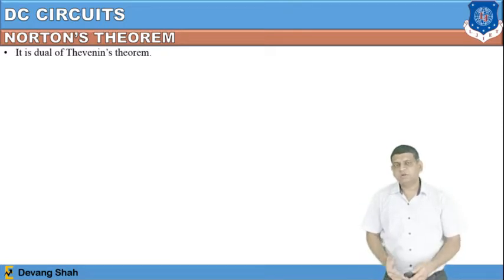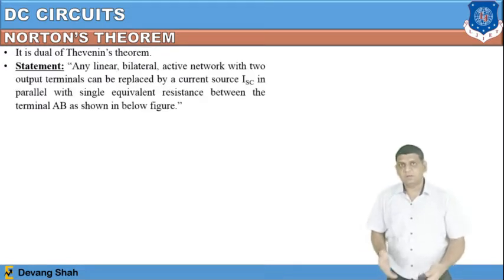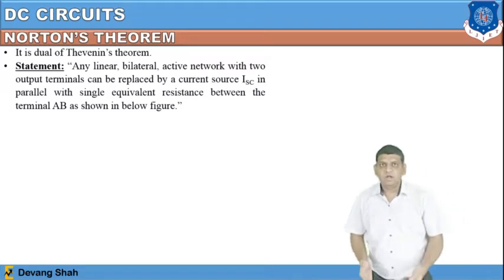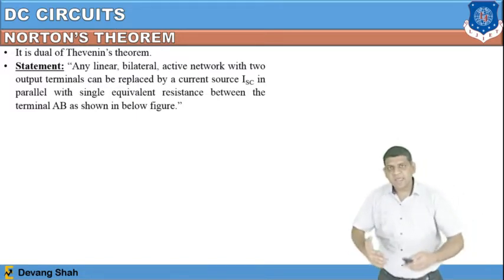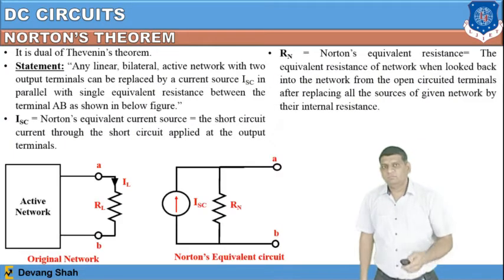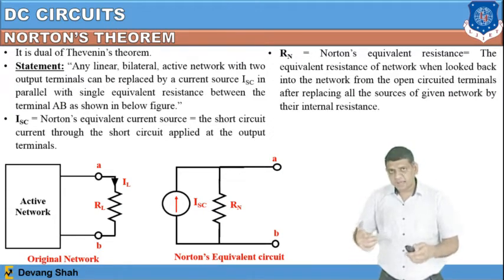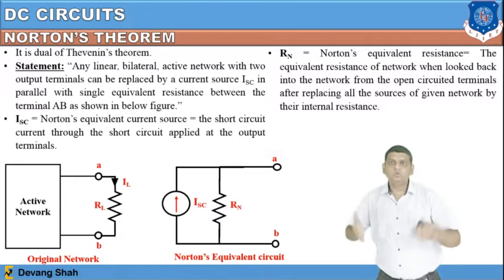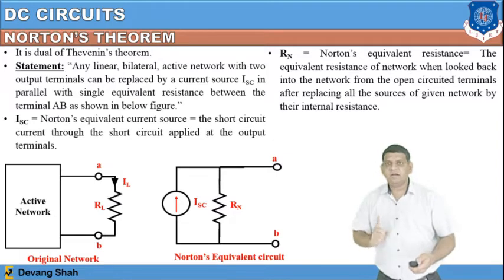It is nothing but the dual of the Thevenin theorem. If you know the Thevenin theorem, you will be able to understand the Norton theorem. Now, what is the statement? Any linear, bilateral or active network with two output terminals can be replaced by a current source, called the short circuit current source, ISC, in parallel with a single equivalent resistance between these terminals A and B, as shown in the figure. In this figure there is a given network with two terminals A and B, where RL is connected. You have to reduce the given linear or active network into one current source, called ISC, in parallel with the equivalent resistance.